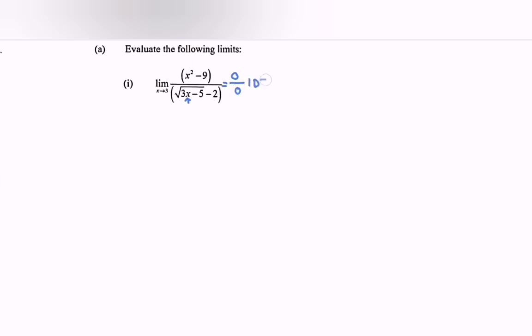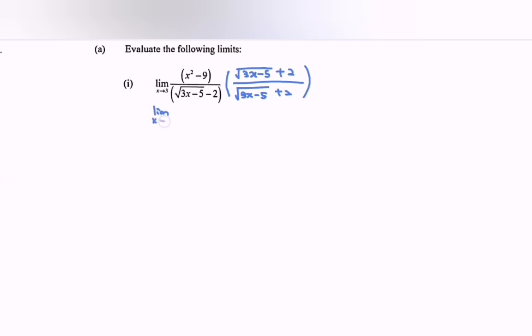So it is an indeterminate form. The strategy would be multiply by the conjugate, factorize, or long division. For this question, I'm going to make use of multiply by the conjugate and at the same time factorize. So let's begin. We have the conjugate, square root of 3x minus 5 plus 2 over square root of 3x minus 5 plus 2. Do remember, only expand for one part, which is the denominator.